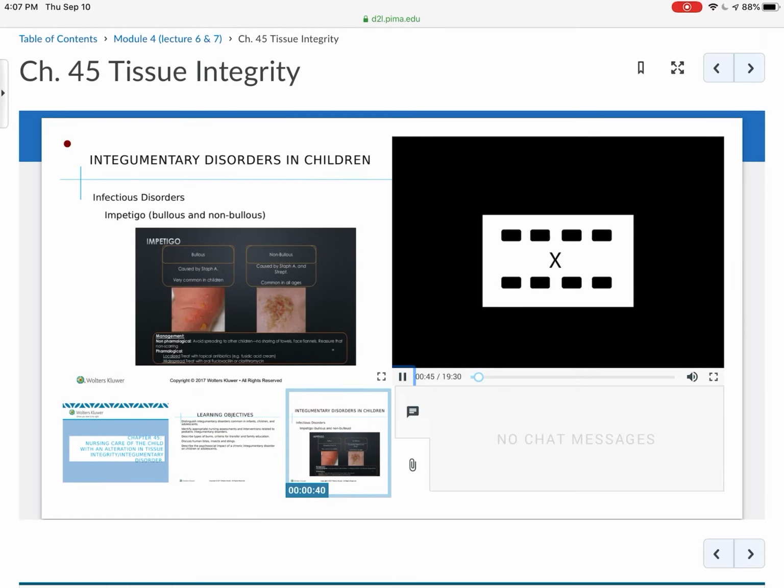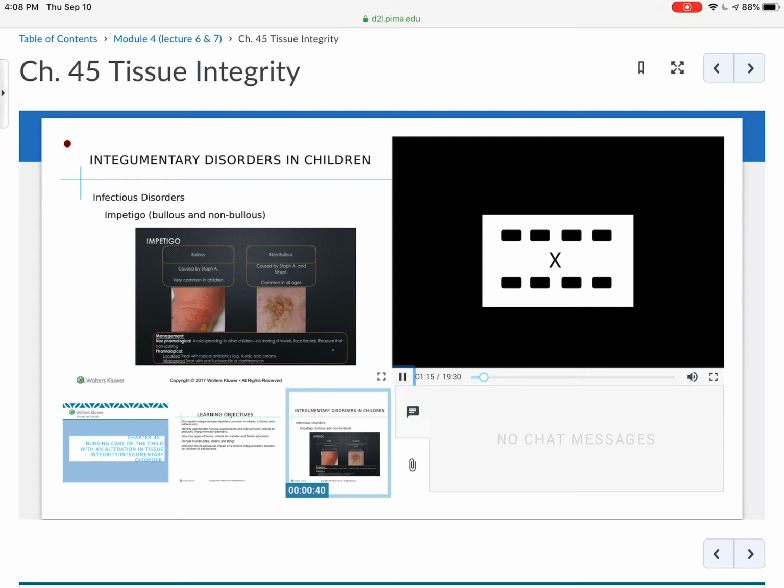For integumentary disorders, we're going to start off with bacterial infections, and one of the biggest ones we see in kids is impetigo. You have a bullous and non-bullous. So bullous is more of the wet ones, as you can see in the picture, usually caused by strep A, more common in children. And then the non-bullous is caused by strep A and staph.